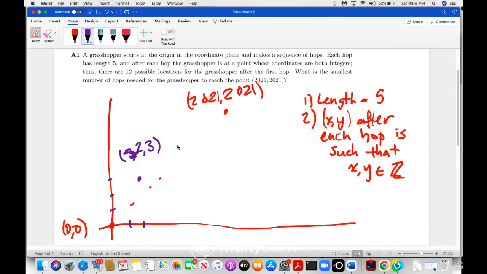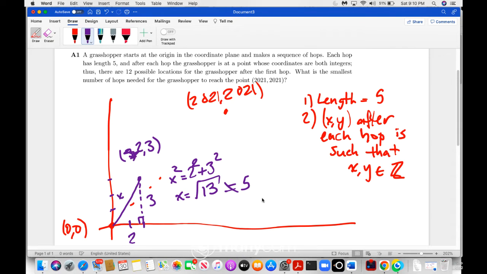How do we actually find the distance of a line segment? Well, we use the Pythagorean theorem, right? So if we drop this down, we have a right triangle with side lengths of 2 and 3. And then the Pythagorean theorem says that this distance squared is equal to the sum of the squares of these two legs. So then x would just be the square root of 13, which is not equal to 5. Thus, this is not a valid hop.